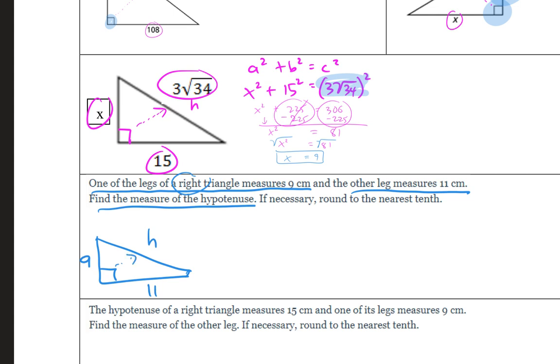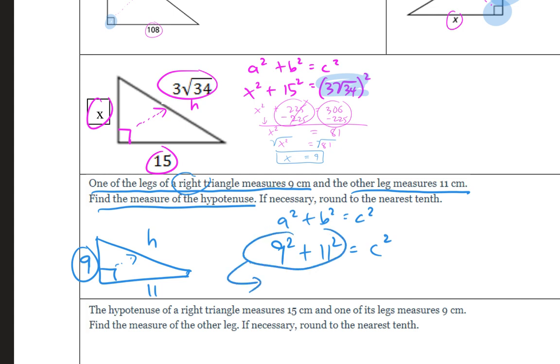Now they want us to find the measure of the hypotenuse. So let's set that up. We remember it's a squared plus b squared equals c squared. The a would be 9, so we say 9 squared plus b, which is 11 squared, equals c squared, because c is always our hypotenuse. Then we put that into our calculator. I can put that right into Desmos just like that, and that's 202 equals c squared.